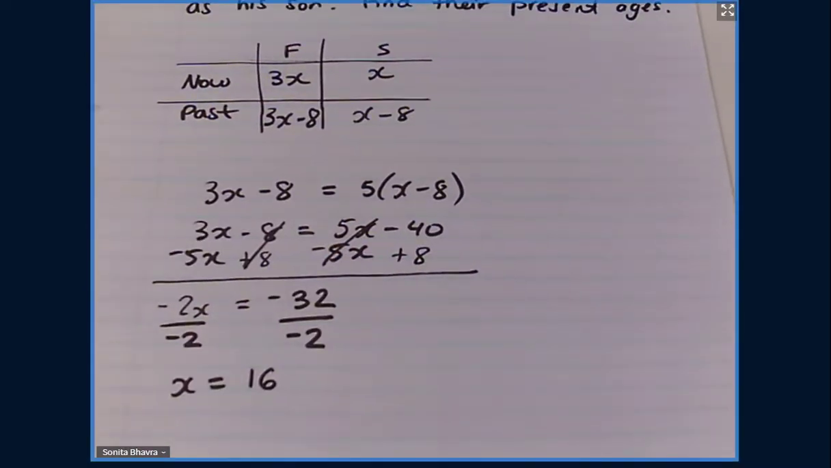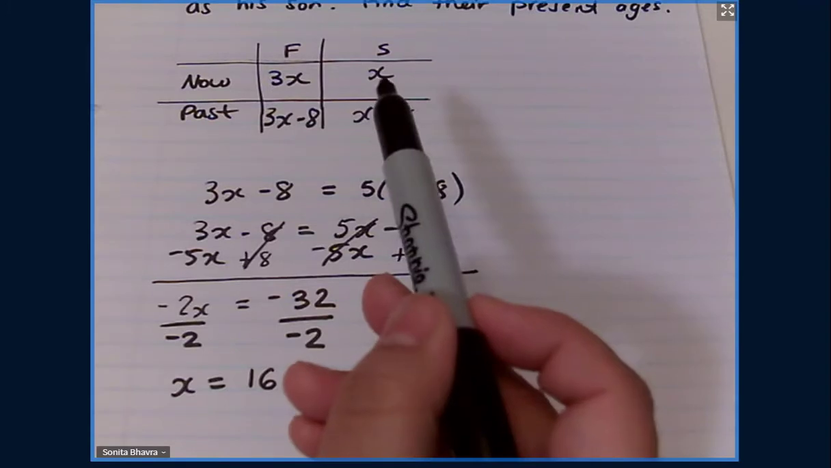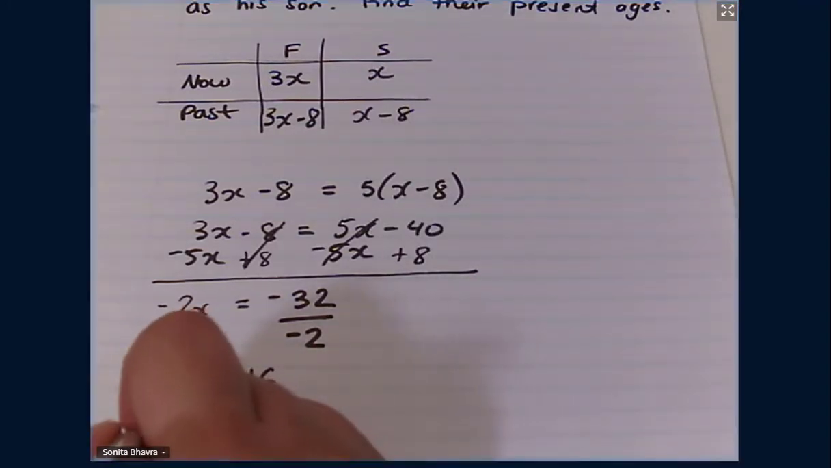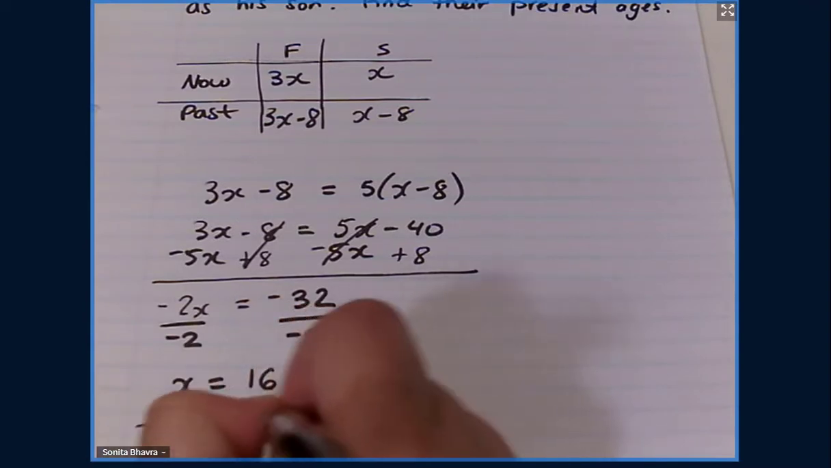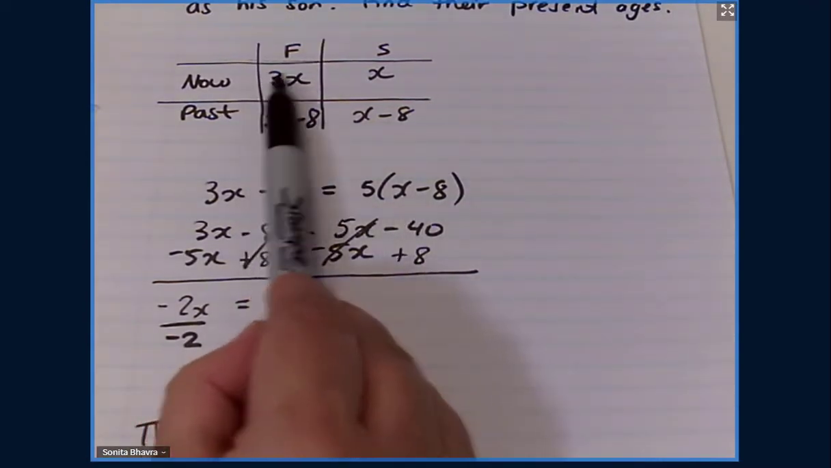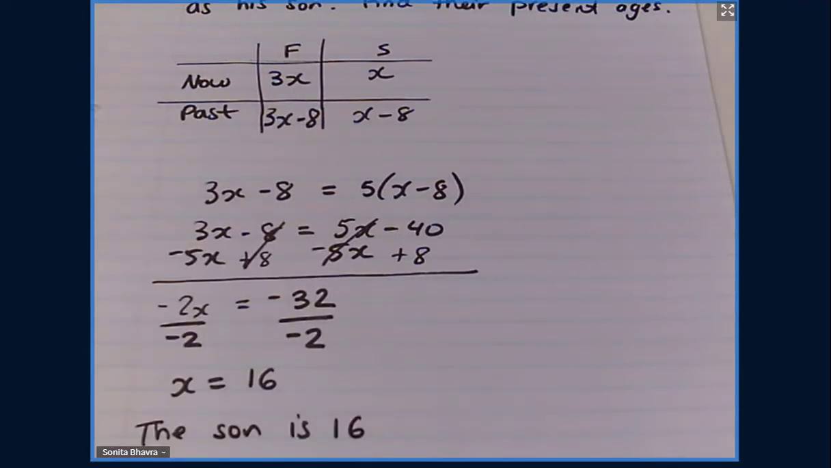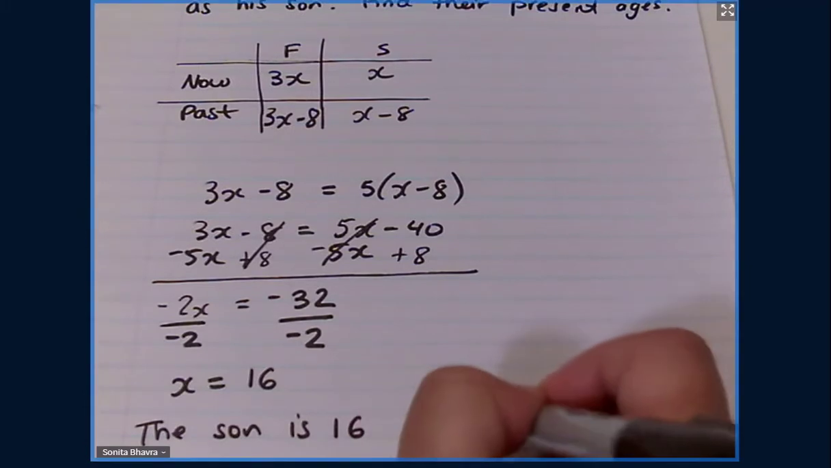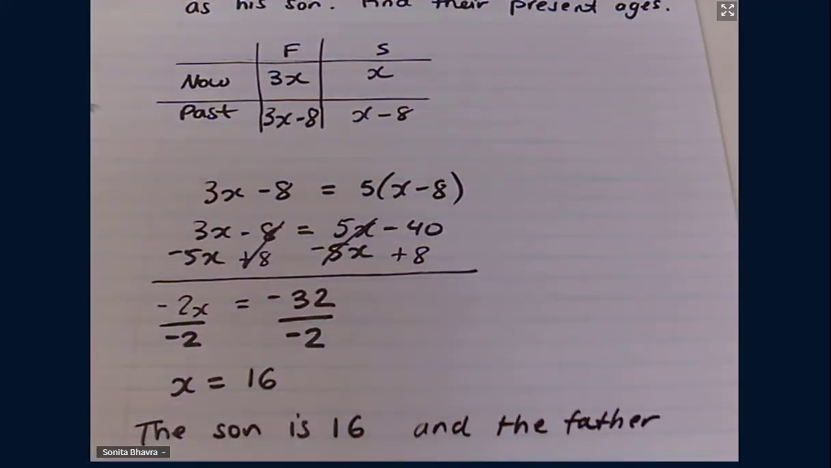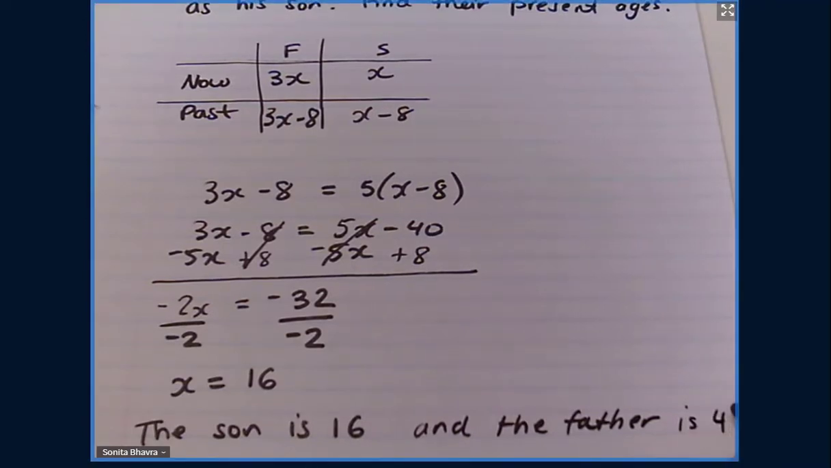All right, so because x is equal to 16, therefore the son is 16. So our statement here, the son is 16, and then it's 3 times 16, which is 48. So the father is 48.